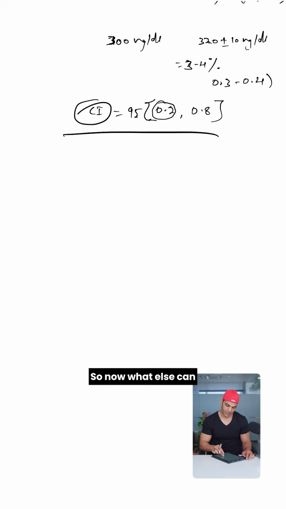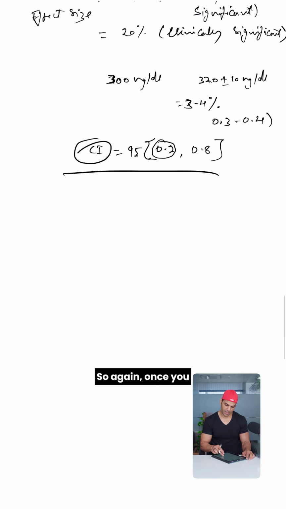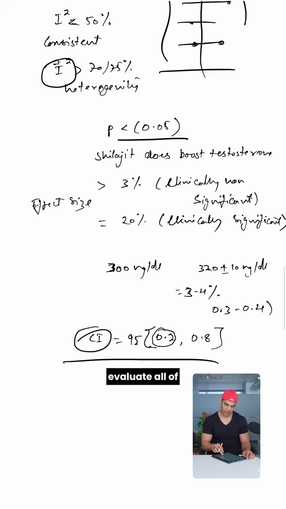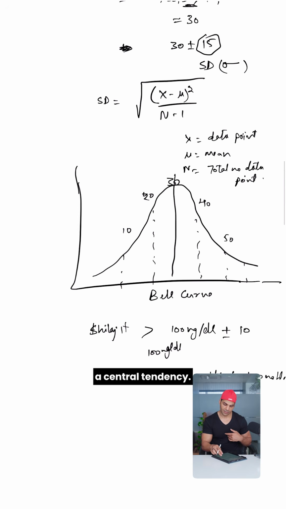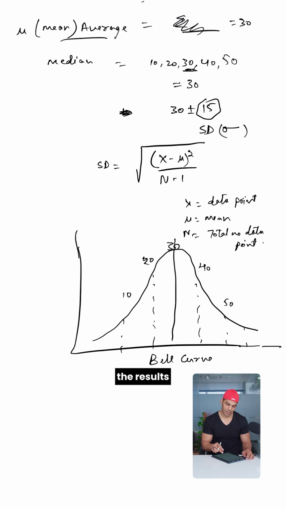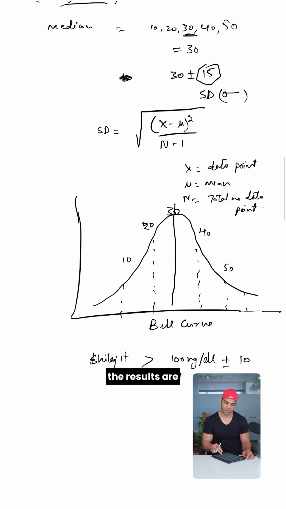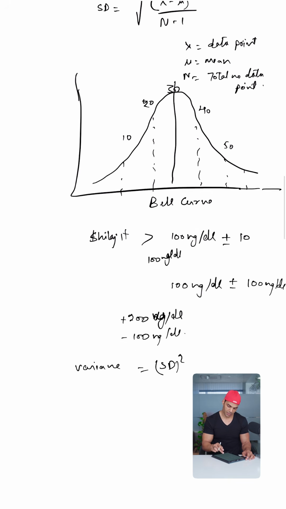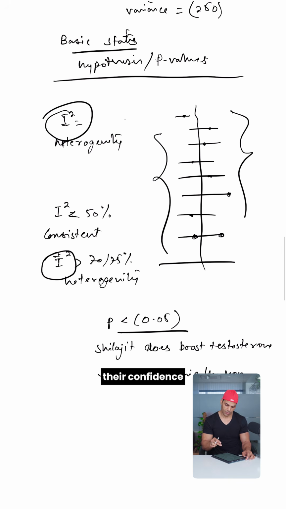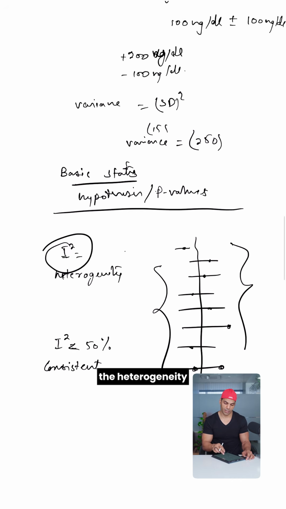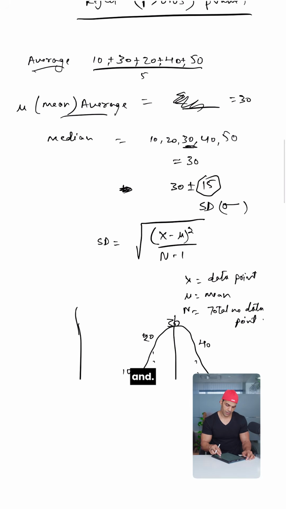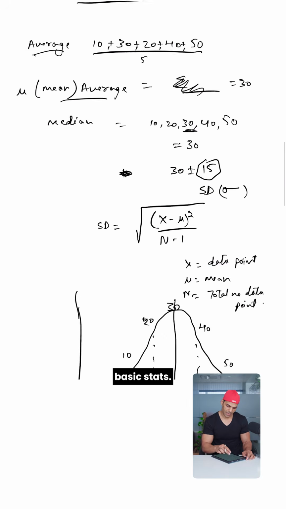So now what else can we look into? Once you have access to the data, you can evaluate all of these things. You can understand if the data has a central tendency. You can check the results effect size. You can see if the results are clinically significant or non-significant. You can also check them for their confidence interval. If you're looking at a meta-analysis, a systematic review, or even subgroup analysis, you can check out the heterogeneity. And yeah, we've learned basic stats.